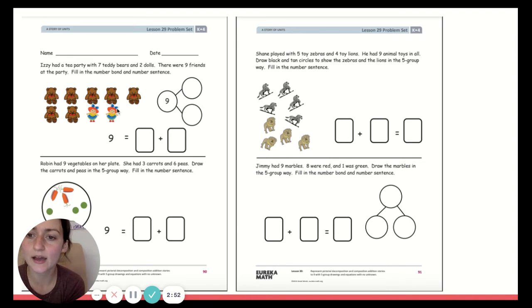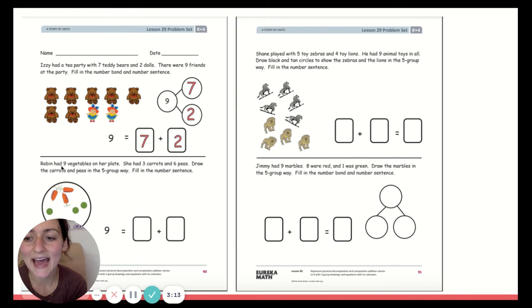Well, we don't even have to count them out. She already told us we have 7 bears and 2 dolls. Those are our parts. And we know we can write that in a number sentence to show 9 equals 7 and 2. Good job. Let's do our next problem. Make sure you pause the video and write this down in your book too if you haven't already.